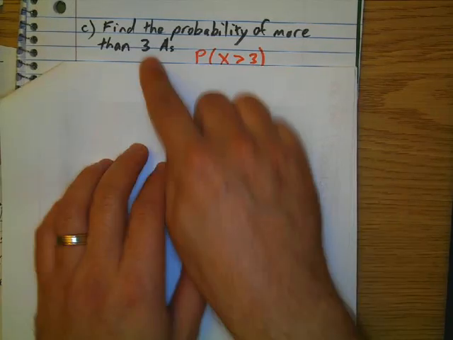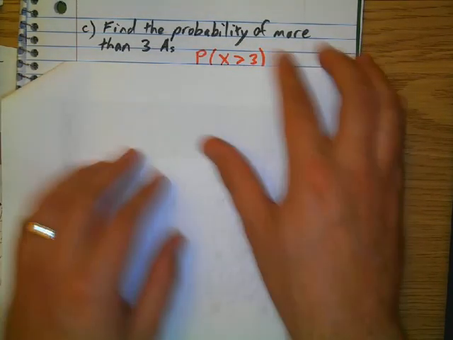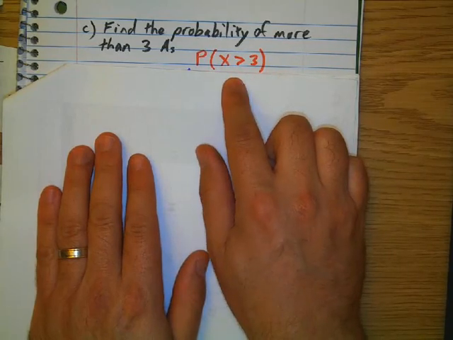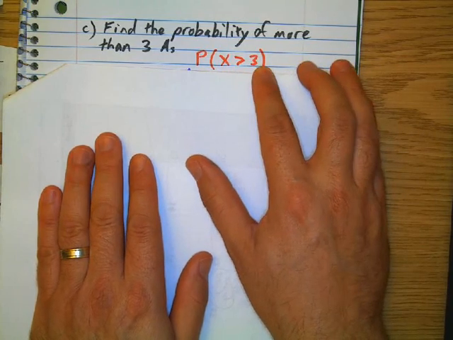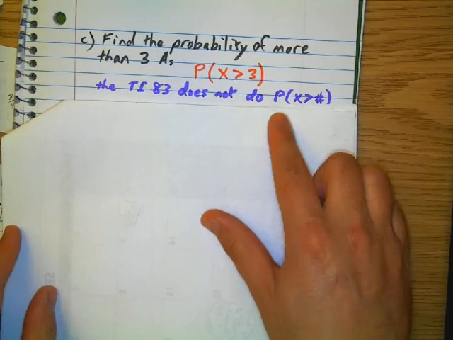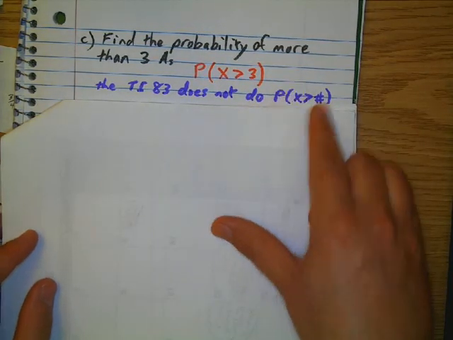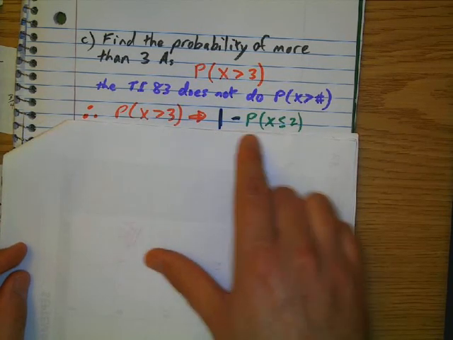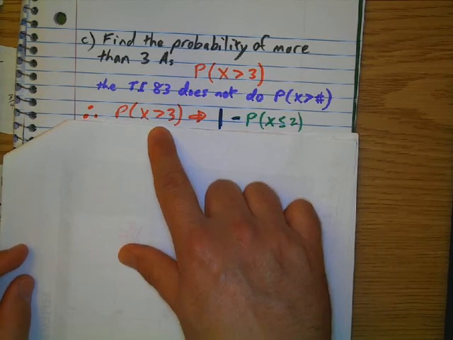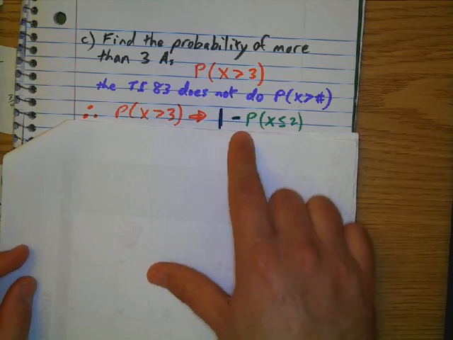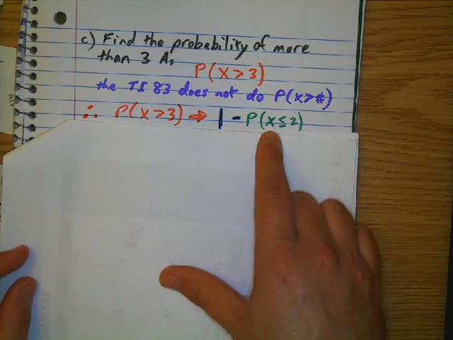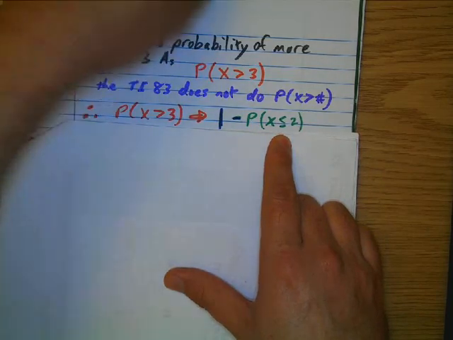Now, what if I wanted to do greater than? Find the probability that I get more than 3 A's. So that would be P(X greater than 3). Now the calculator does not do greater than a number. So in order to figure out something greater than, I've got to do 1 minus. The probability of X being greater than 3 is going to be the same as 1 minus the probability of getting less than or equal to 2.